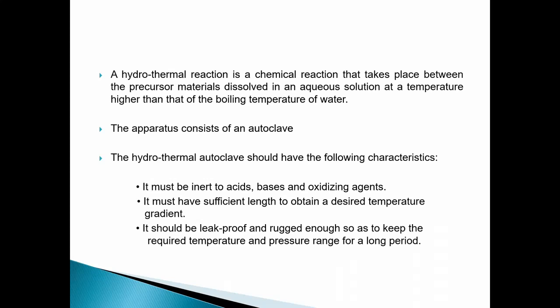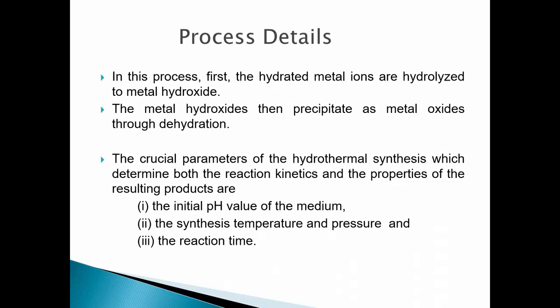The hydrothermal autoclave should have some important characteristics. These characteristics are: it must be inert to acids, bases and oxidizing agents. It must have sufficient length to obtain a desired temperature gradient. It should be leak proof and rugged enough so as to keep the required temperature and pressure range for a long period. Let us see the process details.